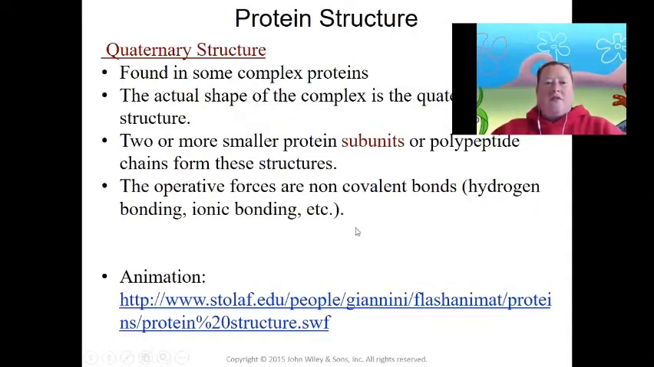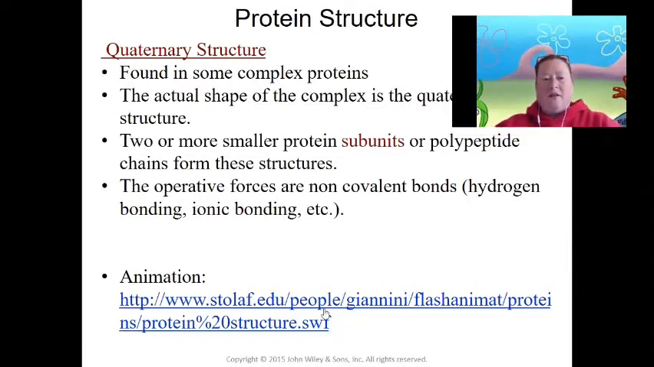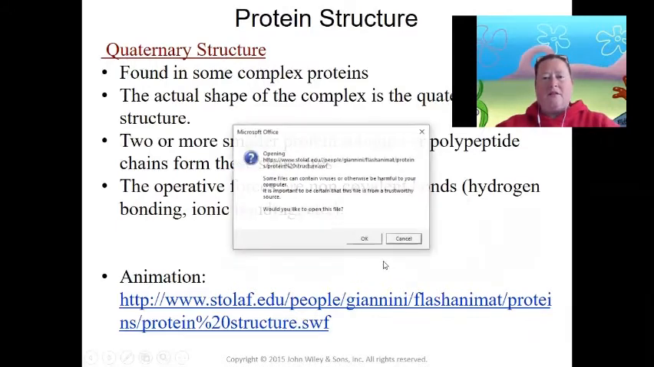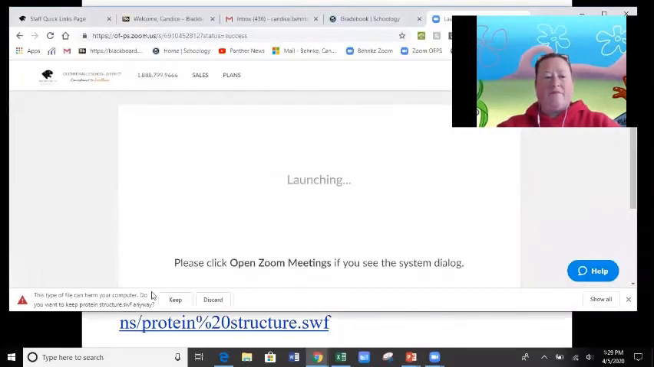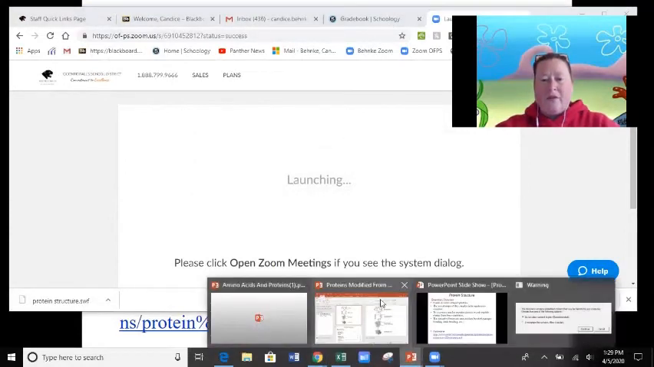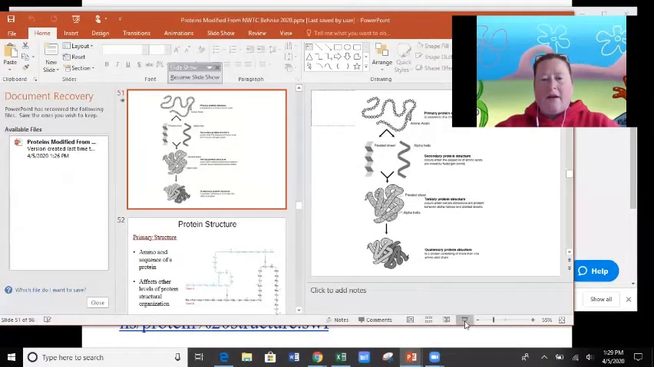Quaternary structure occurs between some more complex proteins. And let's look and see what this animation does for us. It might not do anything. We'll see. Oh, it is not going to let me do anything. So I will bring this back. Thank you for your patience.